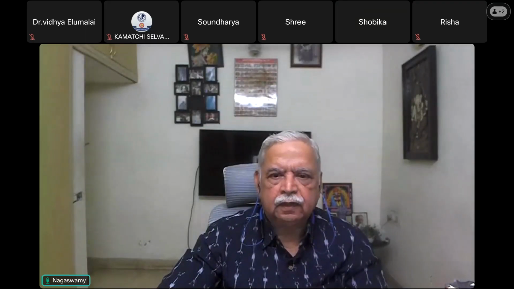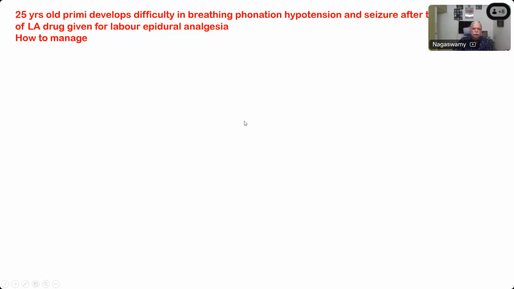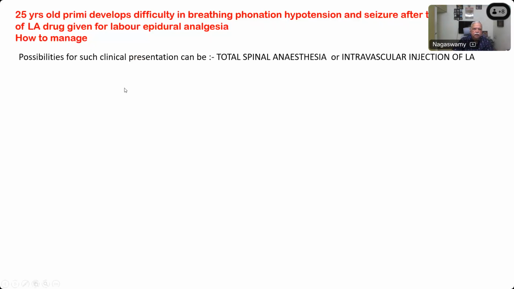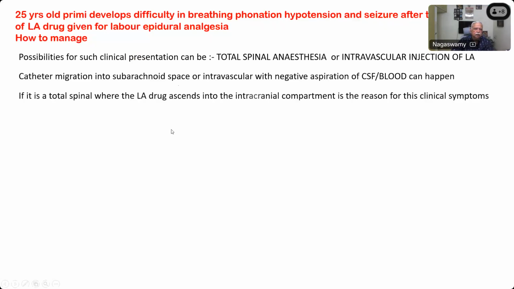Okay, sir. So we'll just see those things. So this is the 25-year-old who develops difficulty. Both will produce difficulty in phonation. So the possibilities for such a clinical presentation are total spinal and intravascular injection of the local anesthetic. Catheter migration into the subarachnoid space or intravascular space with negative aspiration for CSF and blood is the cause of this particular complication. And if it is total spinal, when LA drug ascends into the intracranial compartment, this is the reason for all the clinical features that you get.